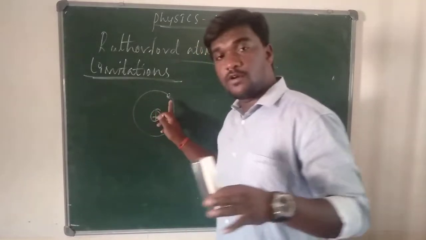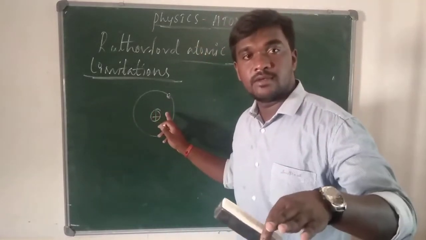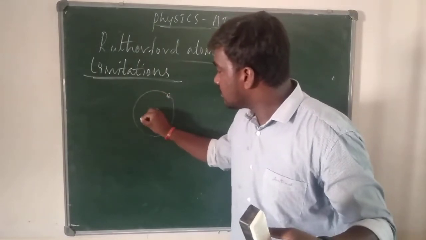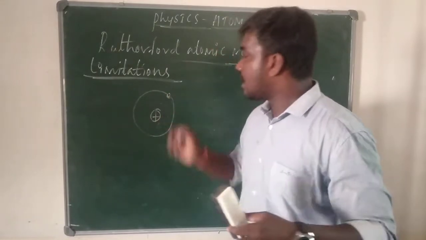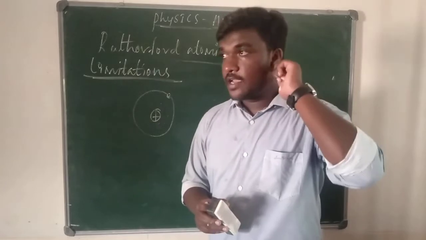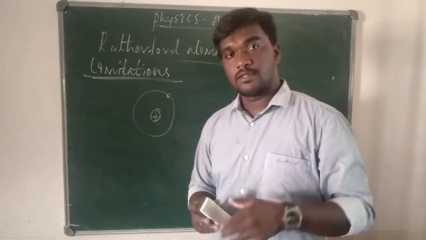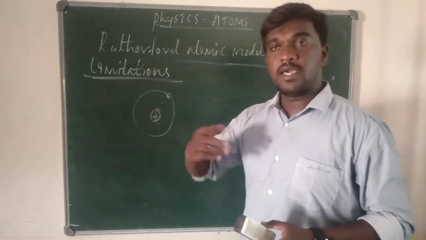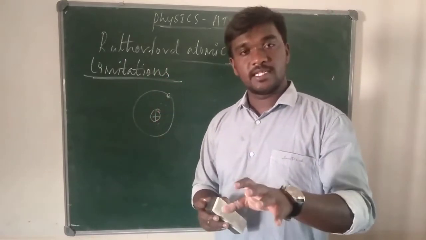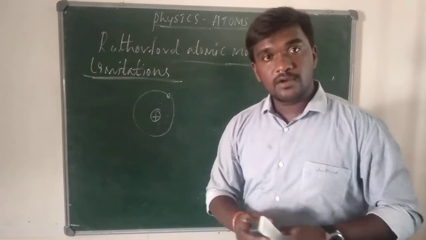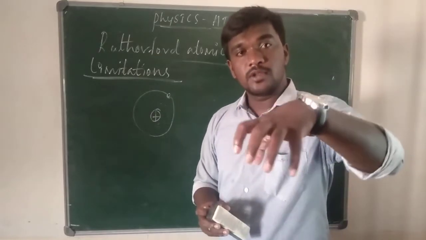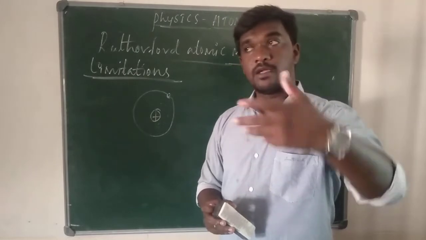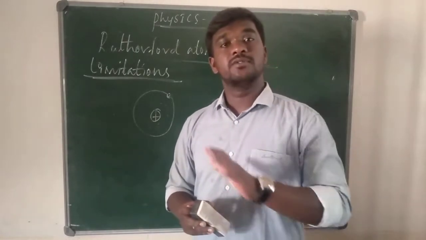Means the energy of the electron decreases, which means the electron finally falls into the nucleus. That means the matter is stable, but when the electron finally falls into the nucleus, the atom collapses.